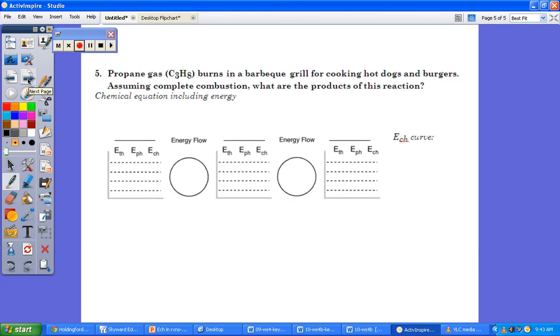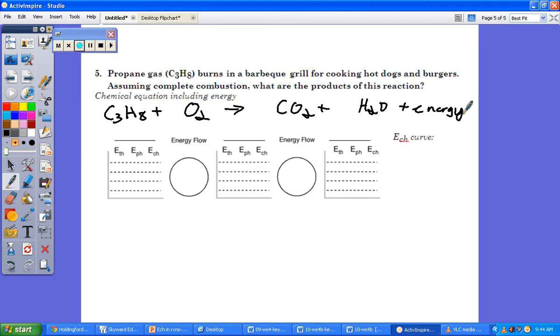Here's the last one that I'm going to do. This is propane gas burns in a barbecue grill for cooking hot dogs and burgers. Assuming complete combustion, what are the products of this reaction? So propane gas is C3H8. And this is mixed with air, oxygen gas. We get CO2 gas and water. And in any type of burning reaction, combustion reaction, we're going to have energy here that is being given off.